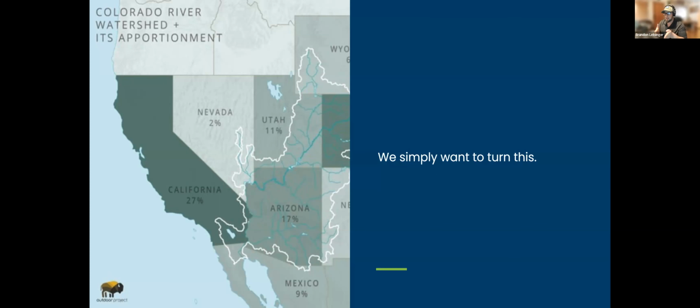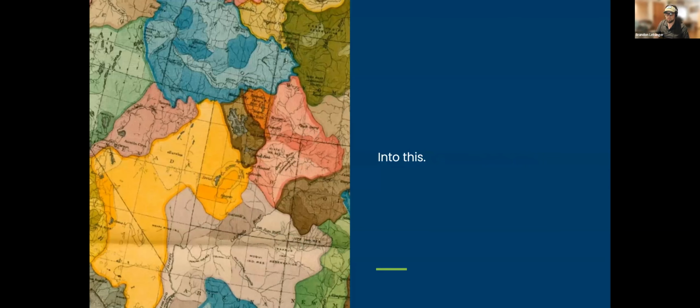So these arbitrary lines on maps actually create competition and scarcity, where instead we could be working together holistically at a landscape and watershed and river drainage basin level to really change these conversations.